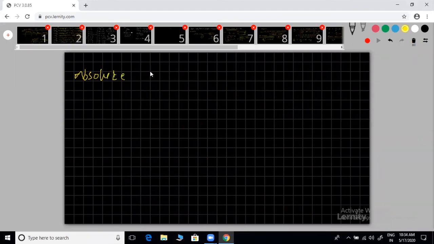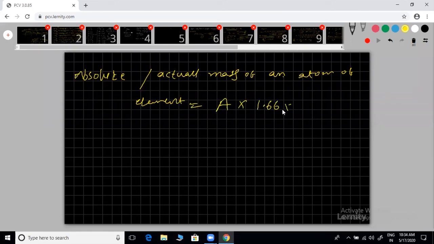Absolute or actual mass of an atom. The actual mass of an atom of an element equals the atomic mass we are getting, multiplied by 1.66 into 10 power minus 24 grams. In the examination they will mostly ask after multiplying values. It is the same formula as the example we did, nothing new.